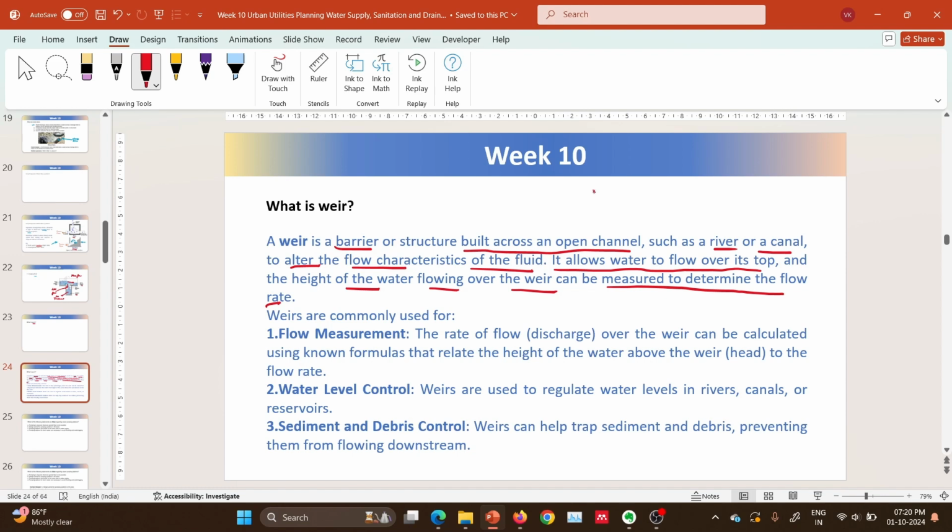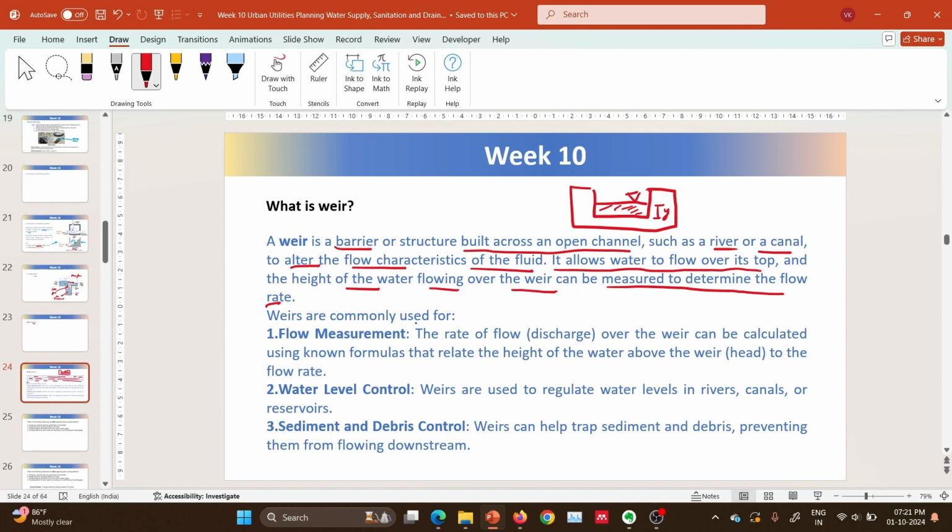Suppose we have a rectangular weir. This is the total channel. This is the total flow rate. We have a rectangular weir here. So the flow depth is this much. If we know this depth, we can calculate the discharge.